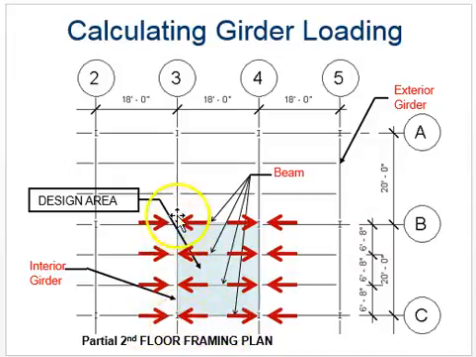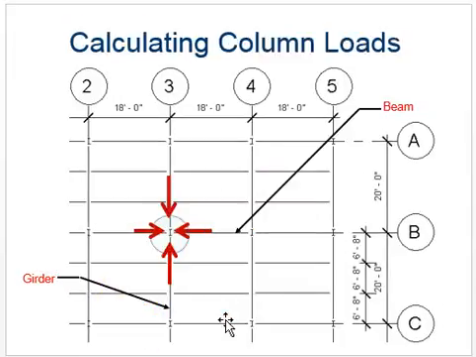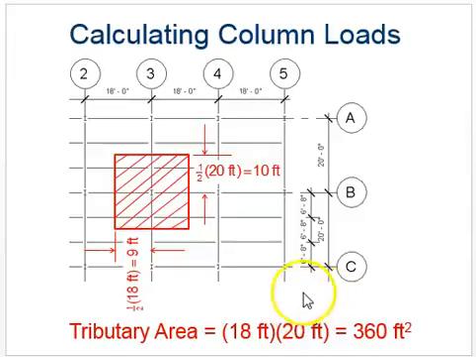Notice they are making a difference on this interior girder versus this exterior girder. Here, I only have beams coming from one side. Here I have beams coming from both sides onto this girder. And then I have a column here. This girder, and these beams are all going directly onto this column. So we're going to look at this and use this for calculating column loads here.